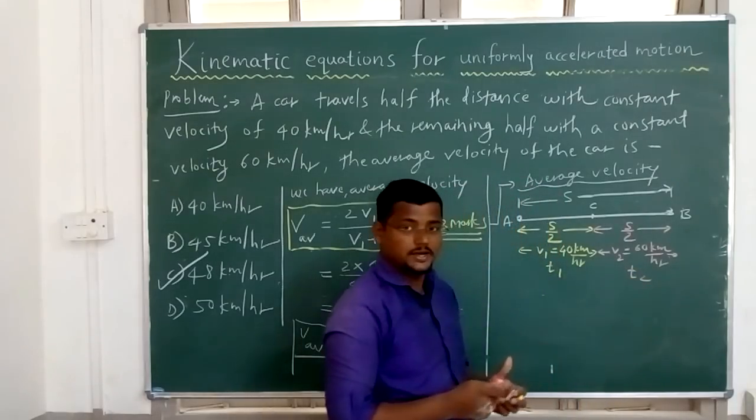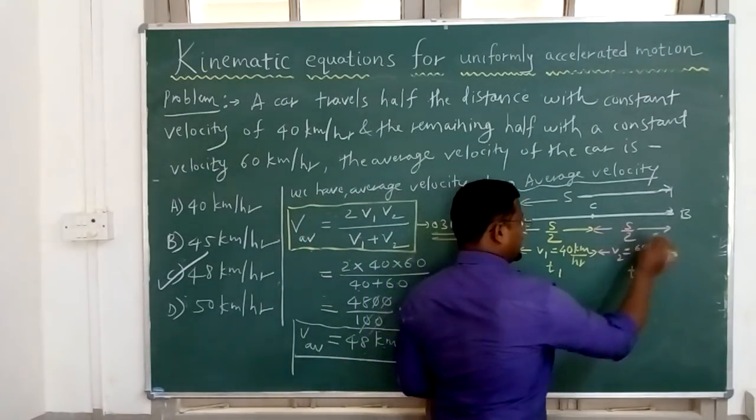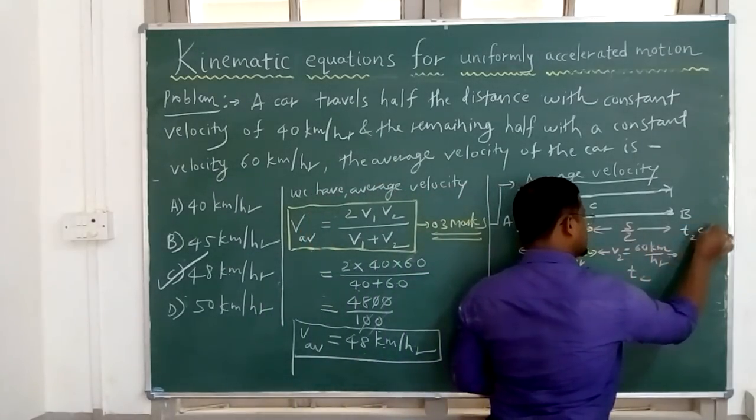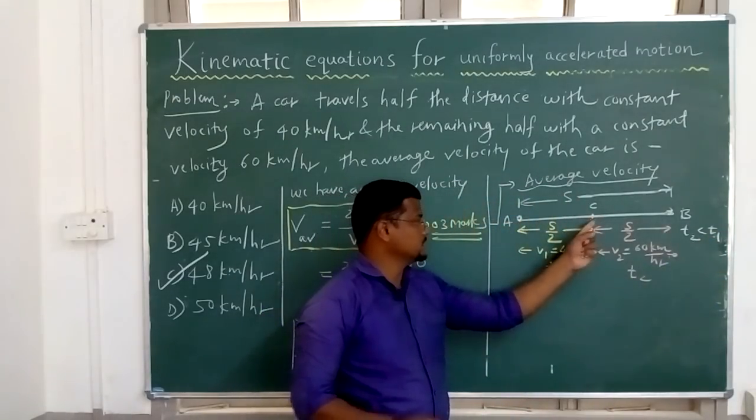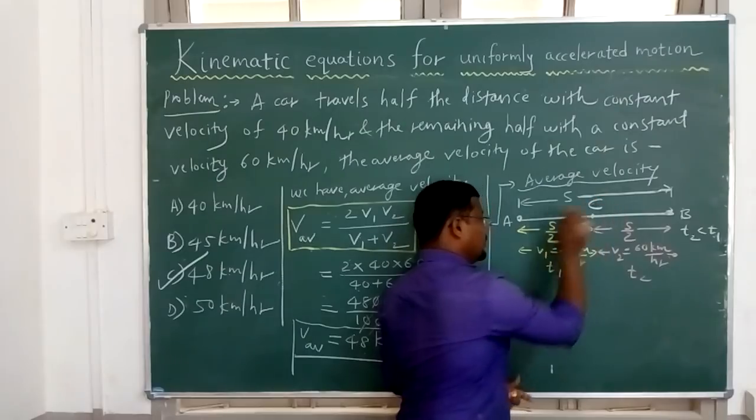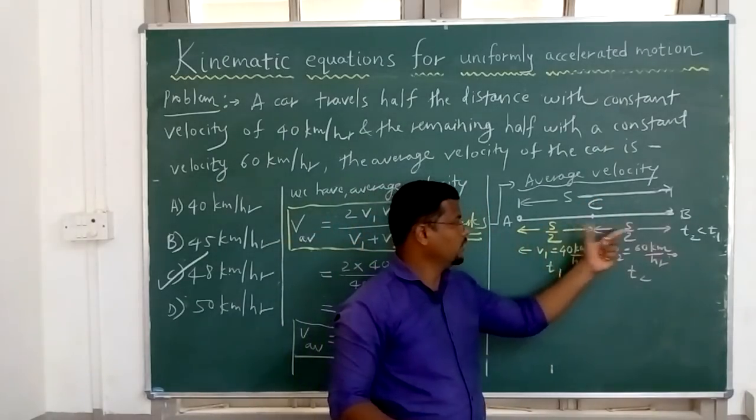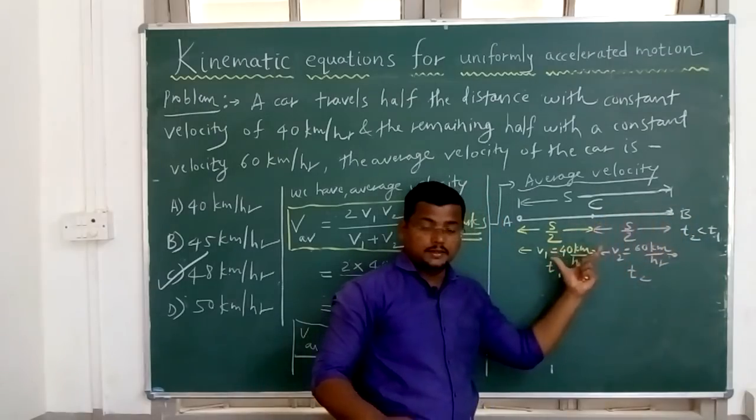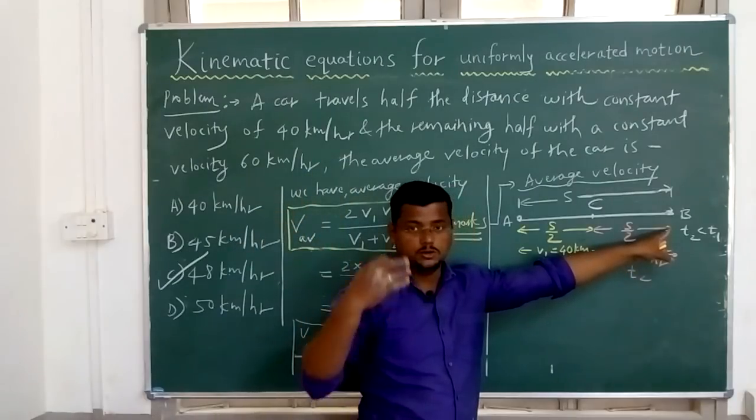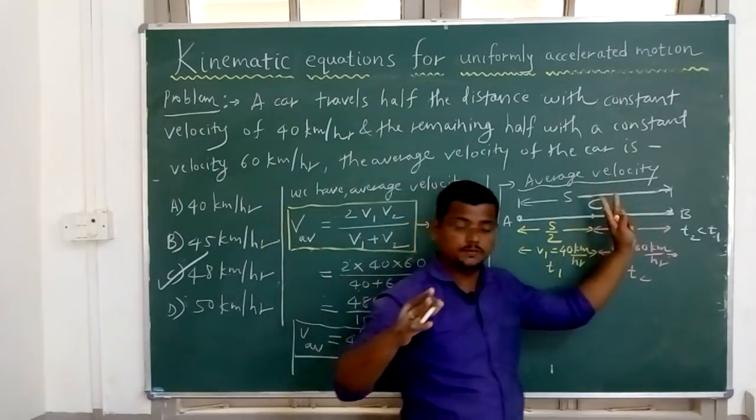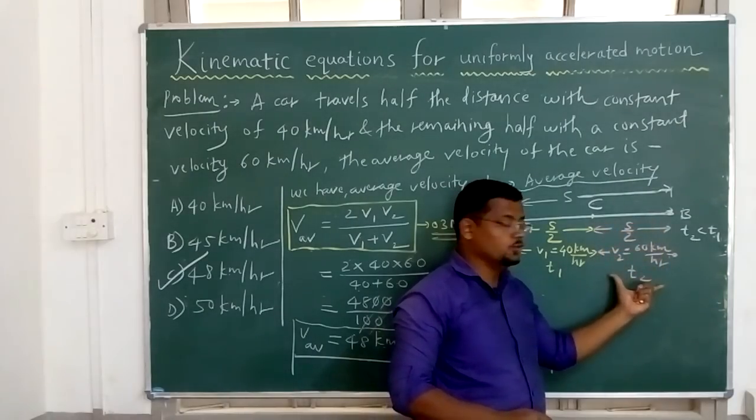So clearly we can say the time T2 is less. The time T2 is less than T1. Why? Because the AC distance is traveled with low velocity. Low velocity means it takes more time, so T1 is more. But the next distance CB is traveled with more velocity. More velocity means that in the next half of the distance the car travels faster, so the time taken T2 would be small.